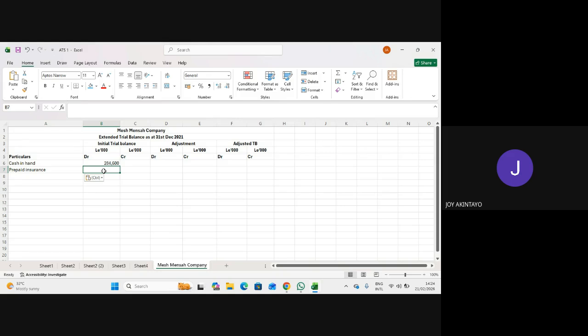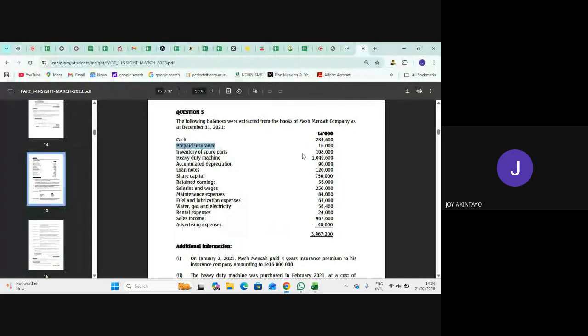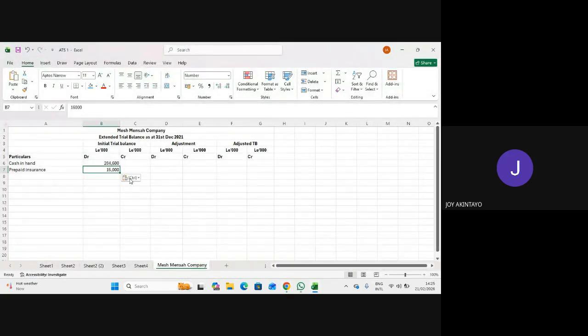So here we are enjoying the benefits in the next accounting period. So that one will be on the debit side. So we say how much? 16,000. So you put it on the debit. Next one.